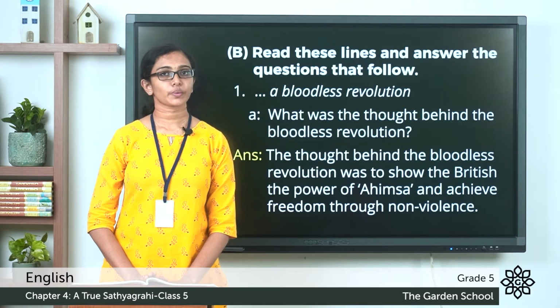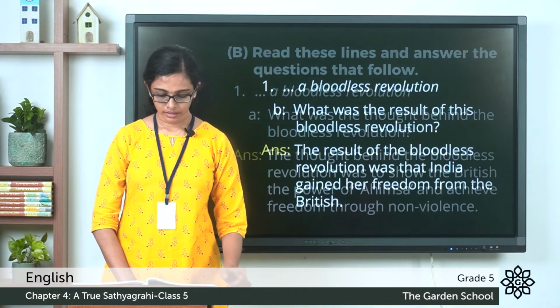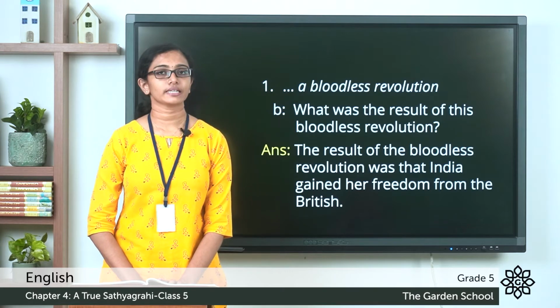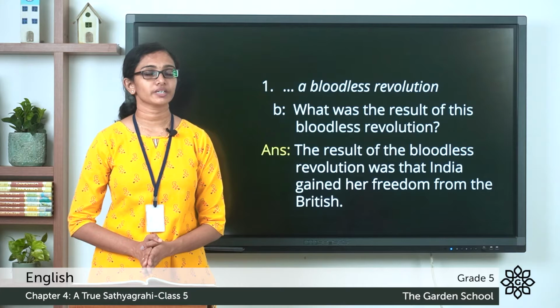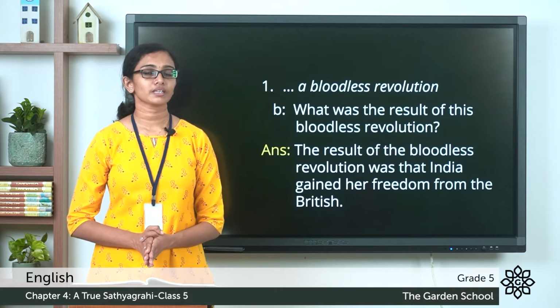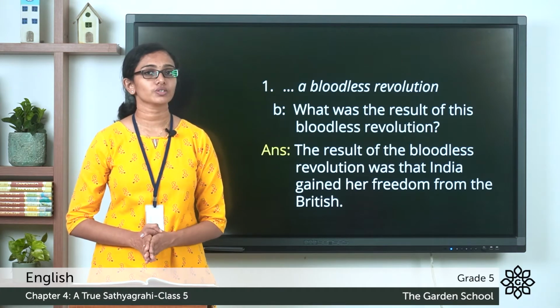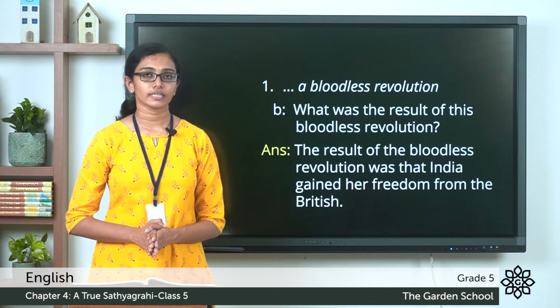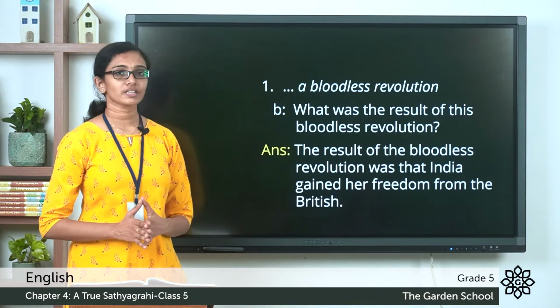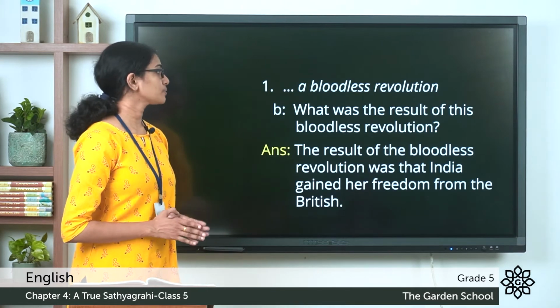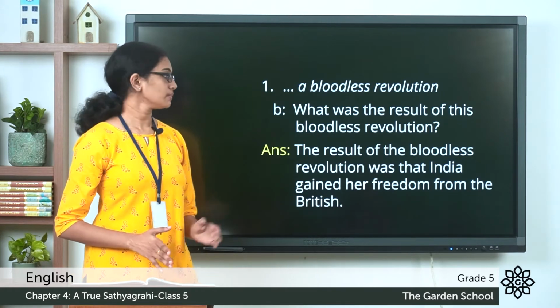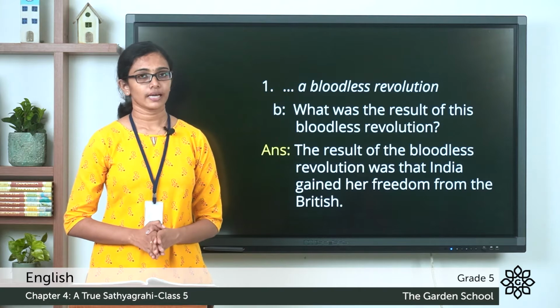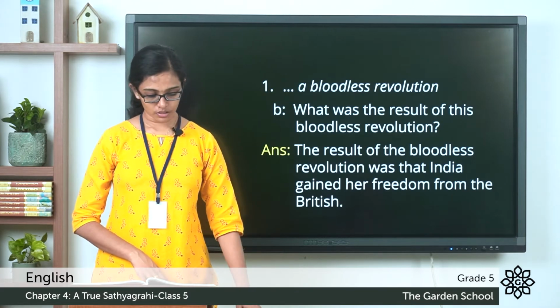Now let's see the next question. Question B. What was the result of this bloodless revolution? So we know India was conquered and ruled by the British people, and through his methods of non-violence, Gandhi forced the British to move out of India, right? So how do you answer this question? The result of the bloodless revolution was that India gained her freedom from the British. Clear?